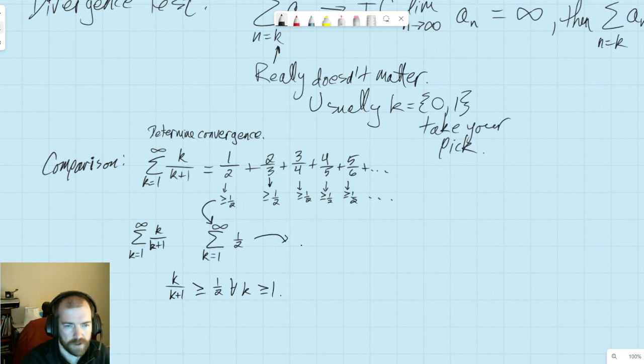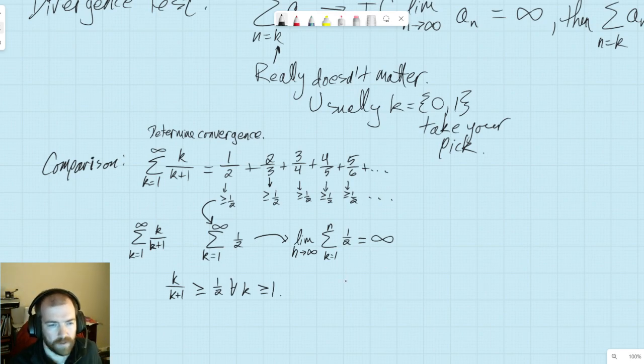So here, the limit as n goes to infinity of the sum as k goes from 1 to n of just 1/2 is going to be equal to infinity. And so look at these two pieces.